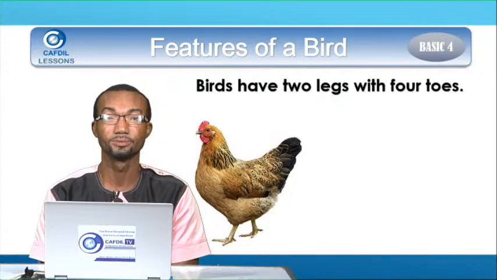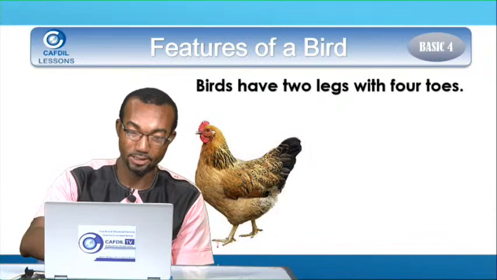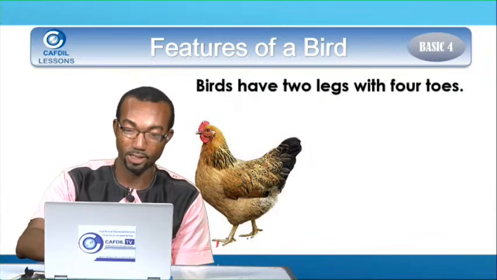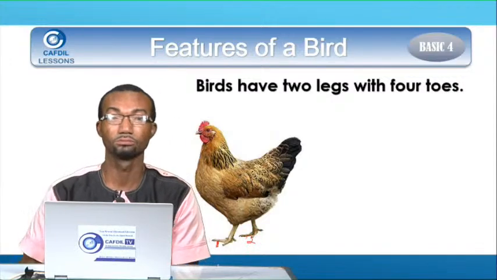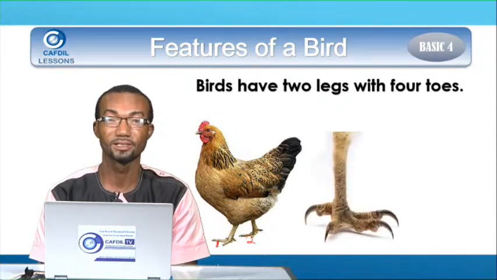Another feature of a bird: birds have two legs with four toes. So if you look at the hen here, this is leg number 1 and then leg number 2. So birds have two legs. And as a human being, how many toes do you have? Yes, I know that we have 5 toes, but the birds have 4 toes.